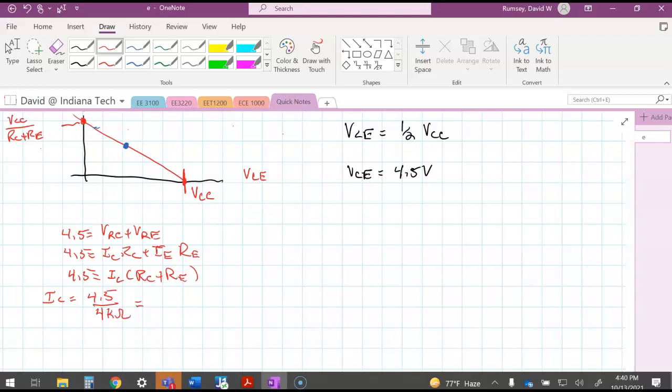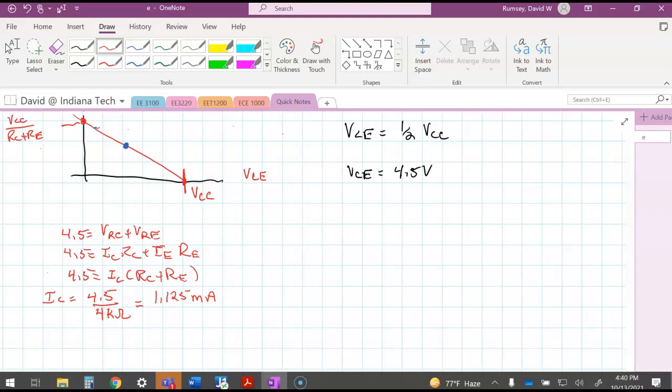So if I do that here and pull my calculator up on my cell phone, 4.5 volts divided by 4 kilo ohms gets us 1.125 milliamps. So that's what we would have for the current here.